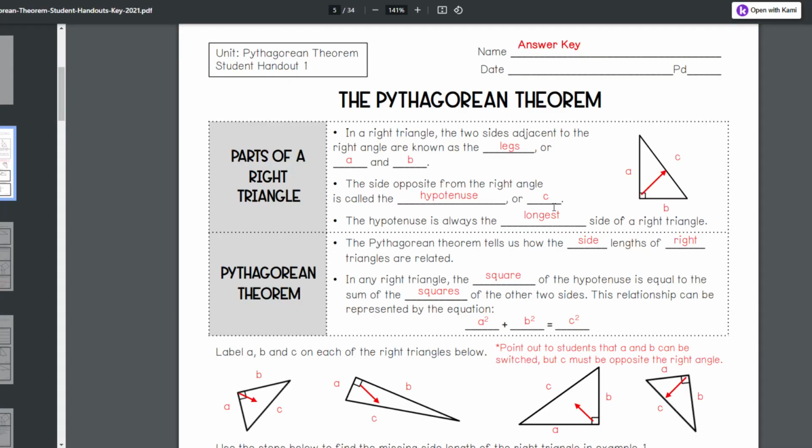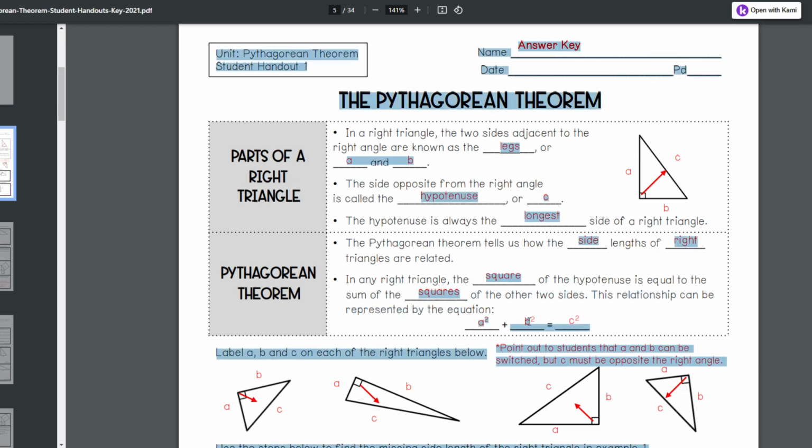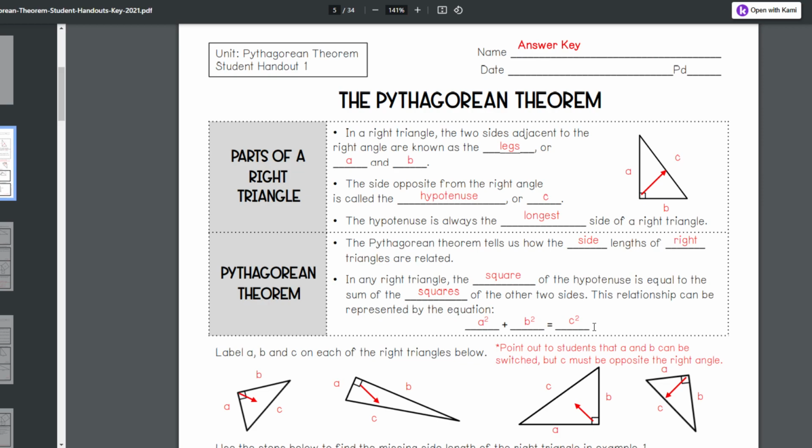A and B are short, hypotenuse is long. The Pythagorean theorem tells us how the side lengths of right triangles are related. In any right triangle, the square of the hypotenuse, this means that if you multiply C by itself, is equal to the sum of the squares of the other two sides. This relationship can be represented by the equation a squared plus b squared equals c squared.